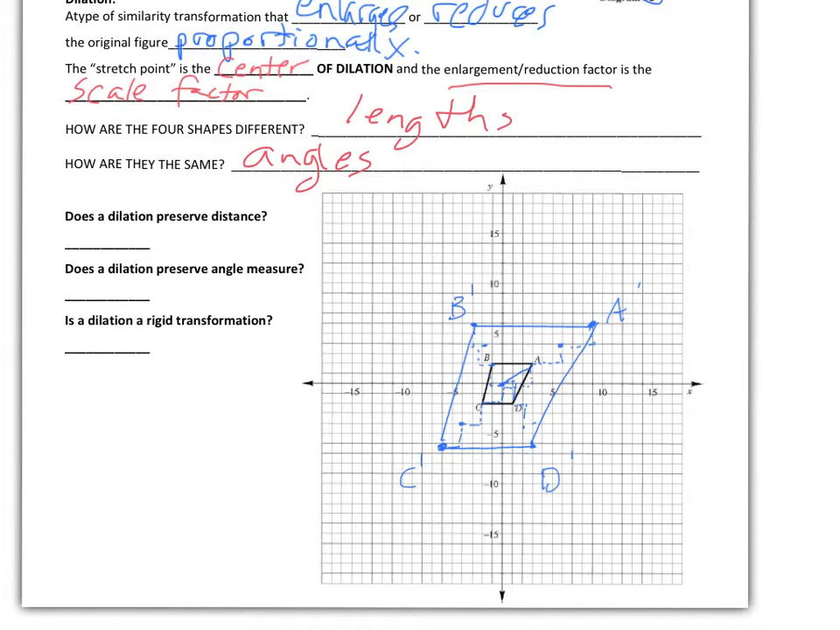So when we're talking about dilation, does it preserve distance? Are the lengths the same length? No, it does not preserve distance. Does dilation preserve angle measure? We already saw that it did, yes. Is dilation a rigid transformation, meaning does it keep the same size and shape? The answer there is no. Remember, it did not keep the same size. It kept the same shape, though.